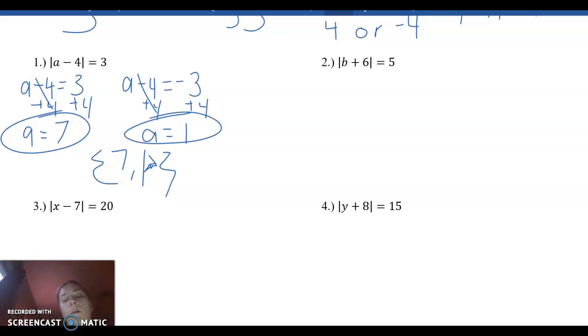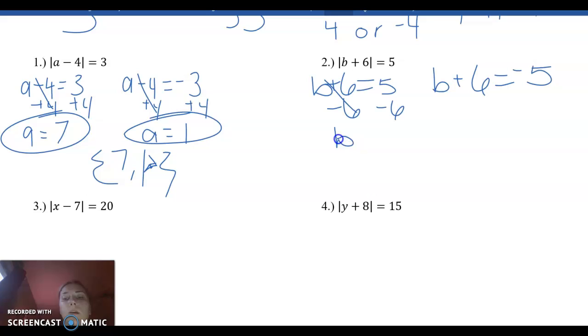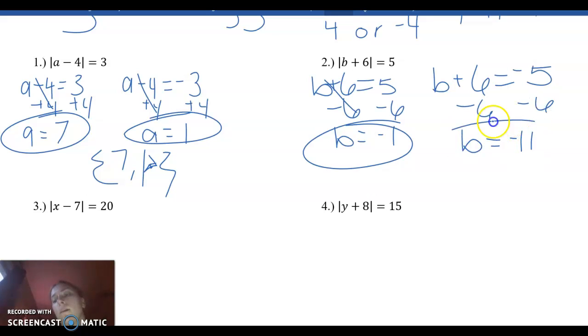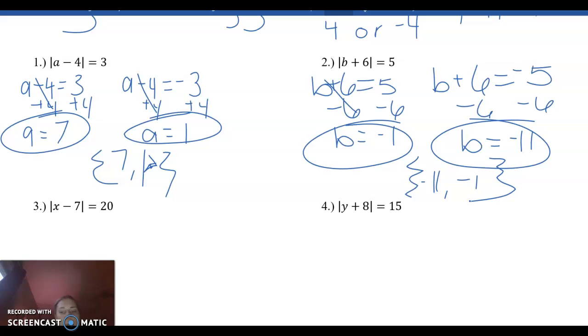Okay, number 2. We do not have anything connected to that absolute value, so we can go ahead and set up our 2 cases. b plus 6 is equal to 5. b plus 6 is equal to negative 5. Subtract 6. b is equal to negative 1. That's our one possible solution. Subtract 6. b is equal to negative 11. Second possible solution. So we can rewrite that also: negative 11, negative 1. Go ahead and do that.